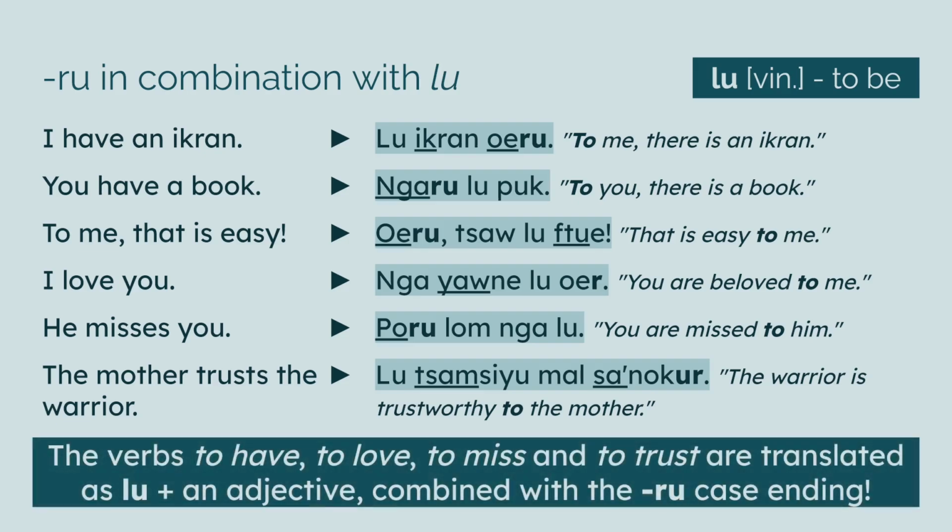So in general, you see that there are a bunch of verbs that just don't have a Na'vi equivalent. Specifically to have, to love, to miss, to trust. So instead we use an adjective and say that something is in a certain way to me or to someone else, of course. And this way we can use ru in many different sentences in combination with lu to achieve these meanings.